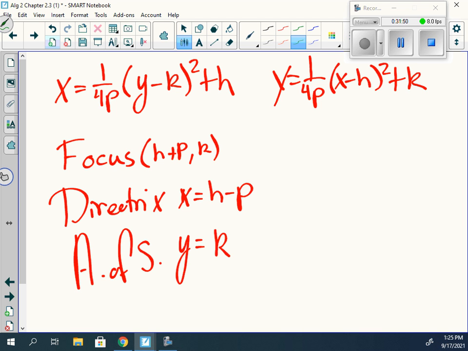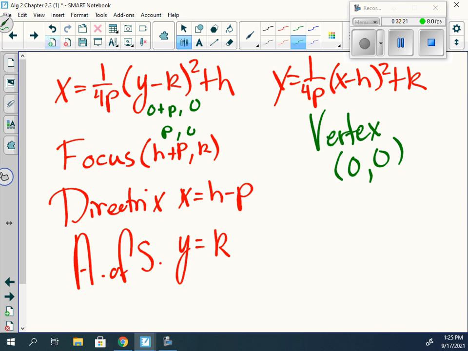Now, one of the things I said at the start is that the vertex that we're dealing with for all the ones today was at the point 0, 0, at the origin, yes? Well, if we look at this here, the focus is h plus p comma k, yes? So if the vertex is at 0, 0, we have 0 plus p comma 0, yes? What is 0 plus p? Well, it would just be p comma 0, wouldn't it?